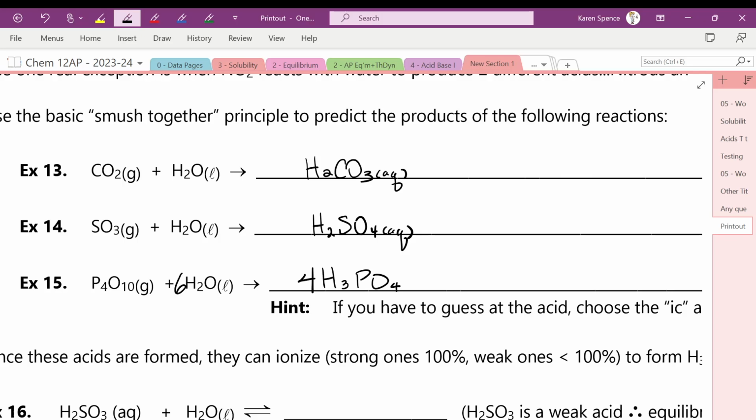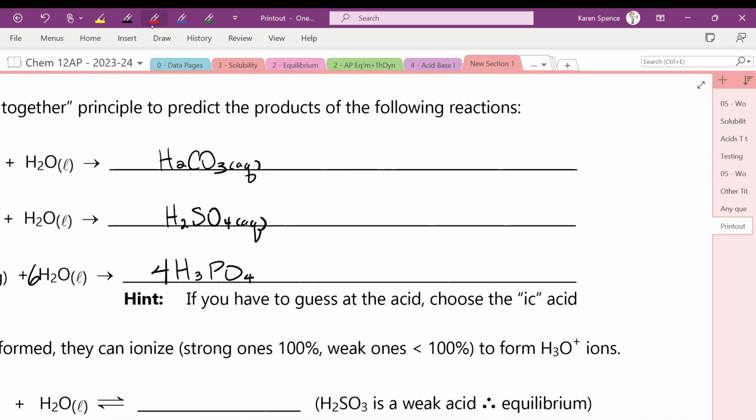You need an acid that you are familiar with. You should get a reasonable acid that is on your acid chart. So if you have to guess the acid, choose the ic acid, and the ic acid would be phosphoric.